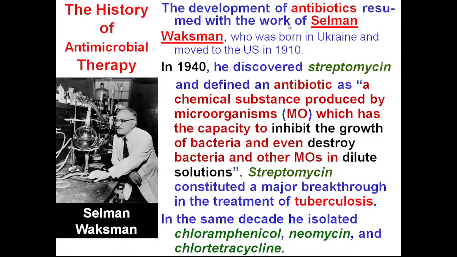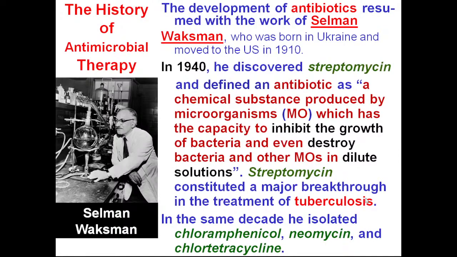The development of antibiotics resumed with the work of Selman Waksman, who was born in Ukraine and moved to the USA in 1910. In the previous century, in the 1940s, he discovered streptomycin and defined an antibiotic. Streptomycin was also an antibiotic, a result of the natural activity of other microorganisms. He defined an antibiotic as a chemical substance produced by microorganisms which has the capacity to inhibit the growth of bacteria and even destroy bacteria and other microorganisms in dilute solutions. You see, nothing really changed.